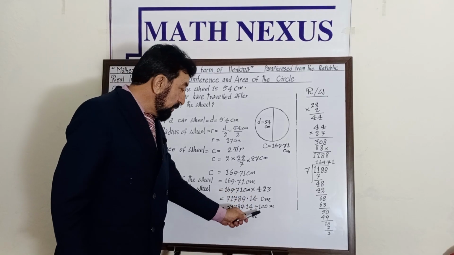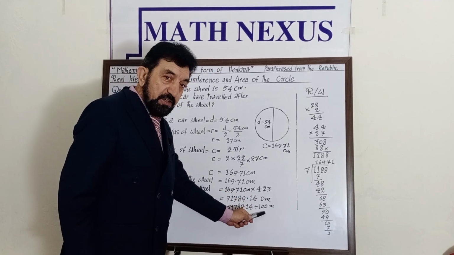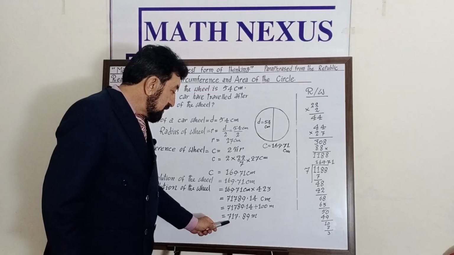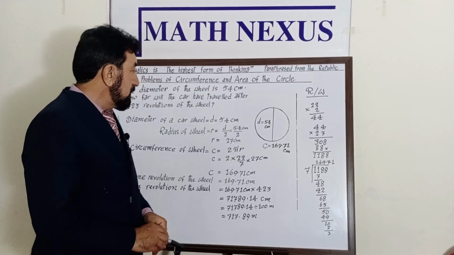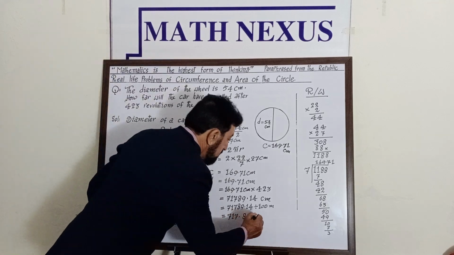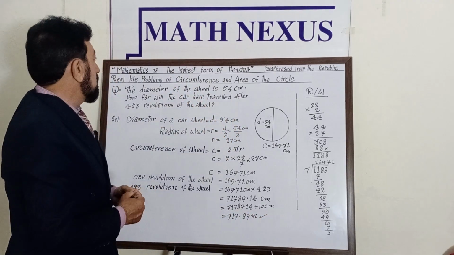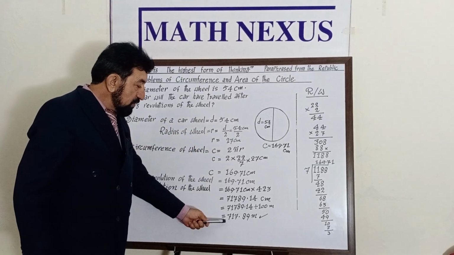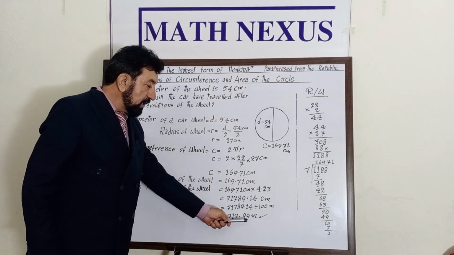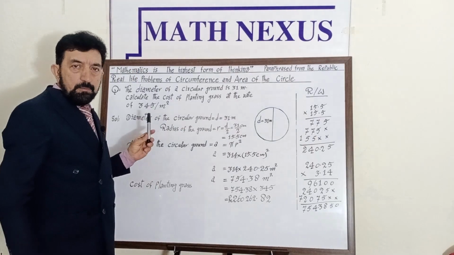centimeter. Now divide this amount by 100. This is equal to, the car will cover a distance of 717.89 meter.